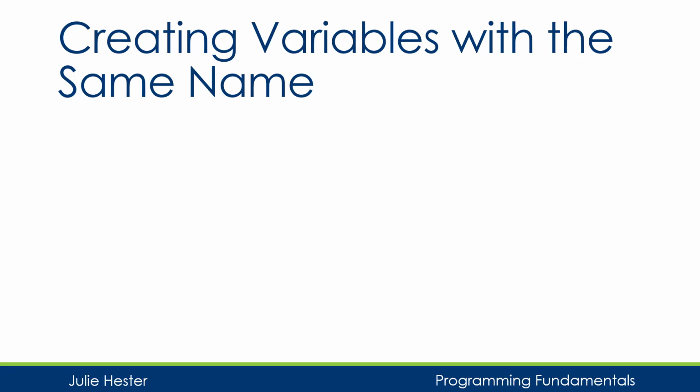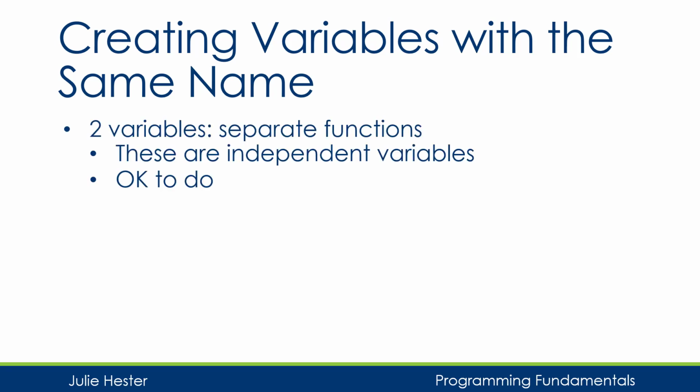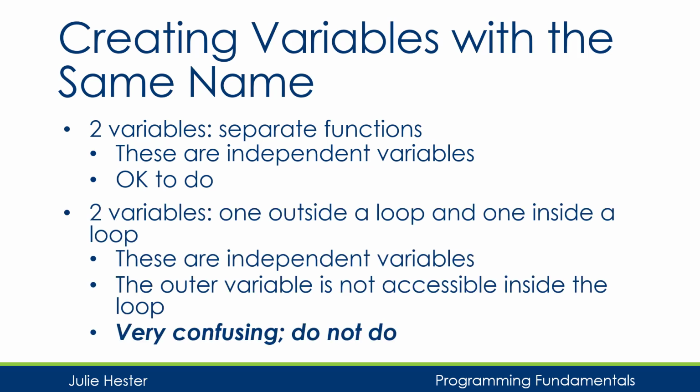So, what happens when I create variables with the same name? If the variables are in separate functions, they're completely independent variables, and that's fine. There's no problem with that. But if I have two variables where, for example, one's created outside of a loop and one is inside a loop, these are independent variables, but now the outside variable is not accessible to the inside of the loop, and it's very confusing. This is not a good programming practice.